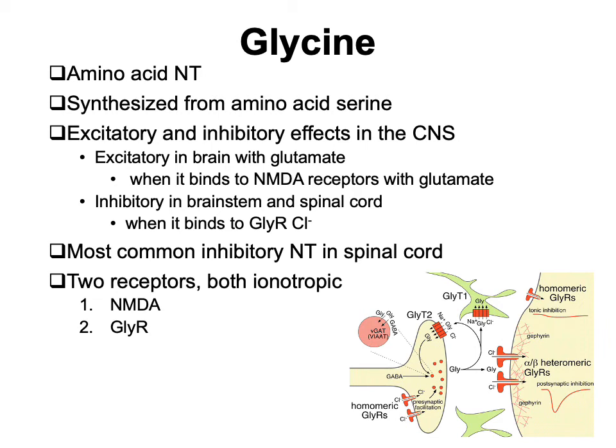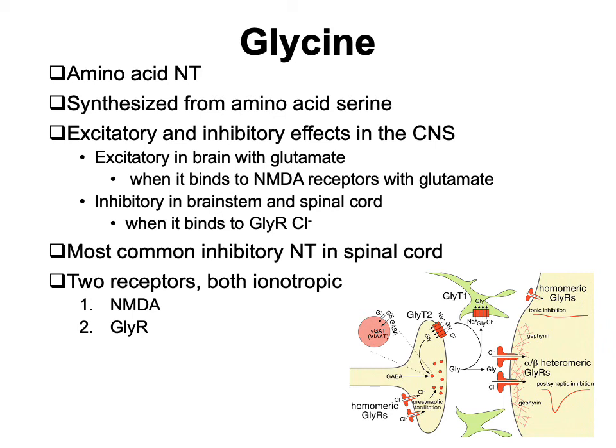It's inhibitory in the brainstem and spinal cord when it binds to glycine R, chloride receptors. Because remember, inhibitory neurotransmitters cause the inside of the cell to become more negative. So if it binds to chloride receptors, which has a negative charge, and it allows an influx of chloride, it'll make it more negative on the inside. It is the most common inhibitory neurotransmitter in the spinal cord. Not in the brain, but in the spinal cord.